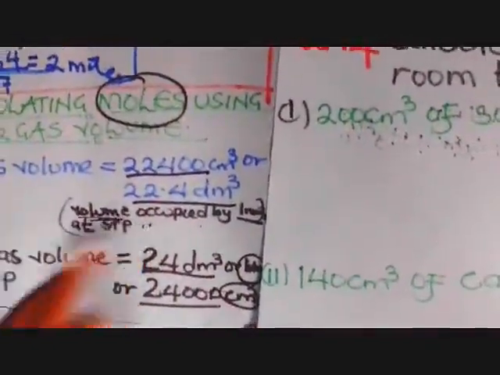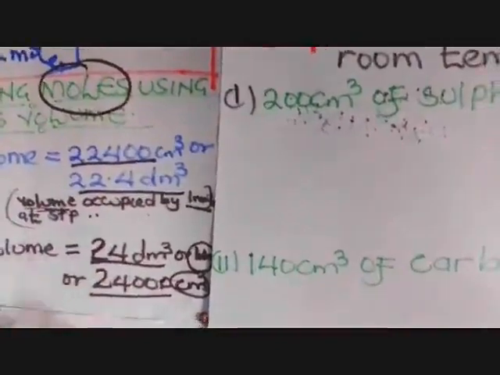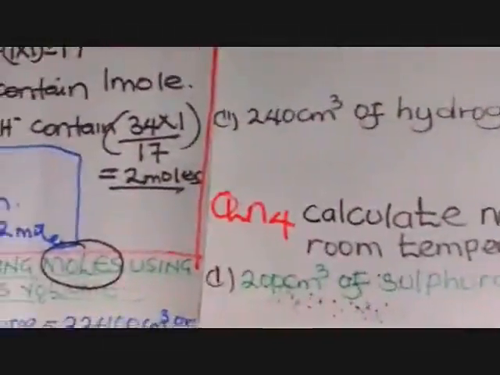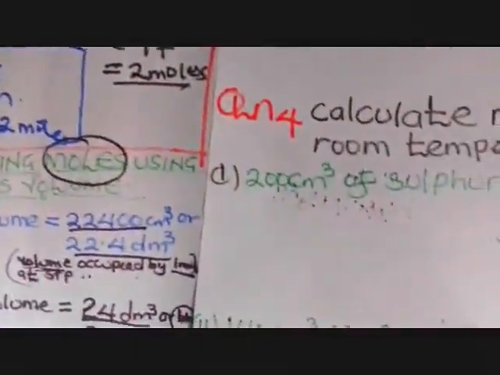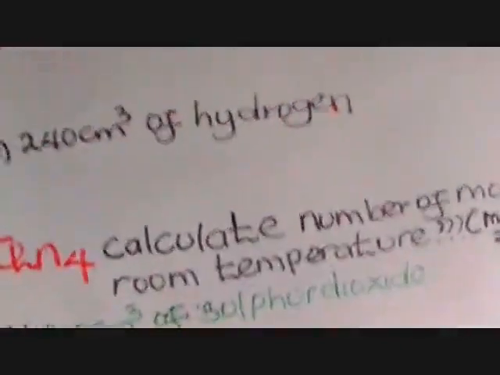That is at standard temperature. This is the volume occupied by 1 mole at room temperature. Room temperature is around 25 degrees. Standard temperature is around 0 degrees, or it can even be 273 kelvins, which we have not reflected here.